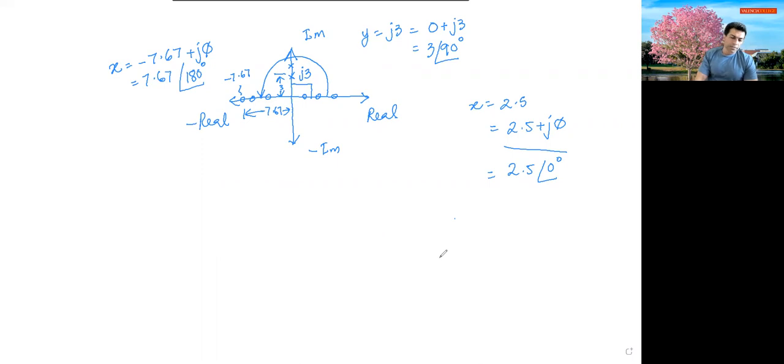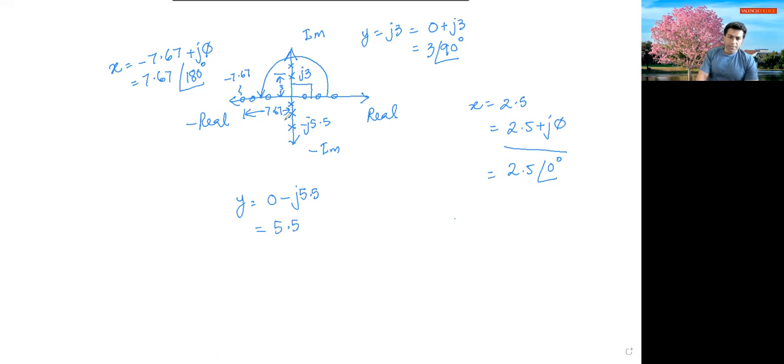Or negative 180 degrees, whatever you want to write. Positive is more commonly used. And last thing is any number that is on the negative imaginary axis. Let's say this number is negative 5.5 j. So y will be equal to 0 minus j 5.5 in Cartesian form, 0 because the real component is 0, imaginary component is negative j 5.5. So the length of the vector, the magnitude, is 5.5.